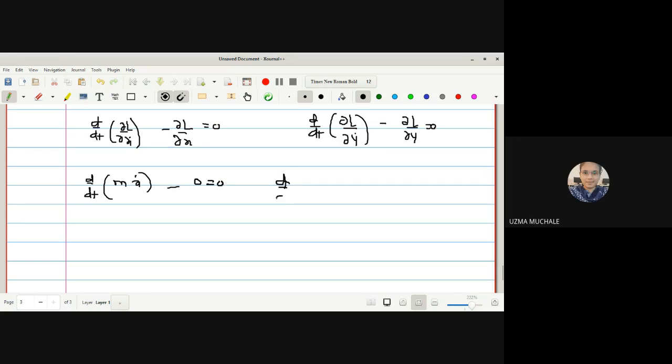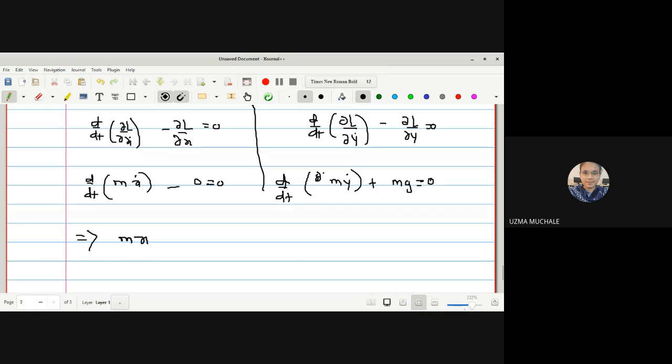Plus the next term, d by dt of L with respect to y dot, which is m y dot, minus again the derivative with respect to y, which is m g. Now it is with a negative sign, no? So now we have got these two equations.